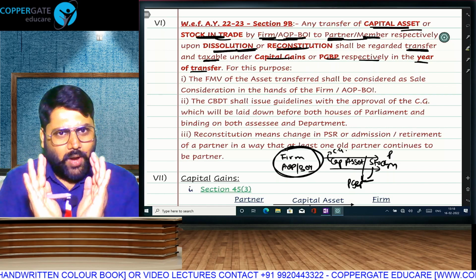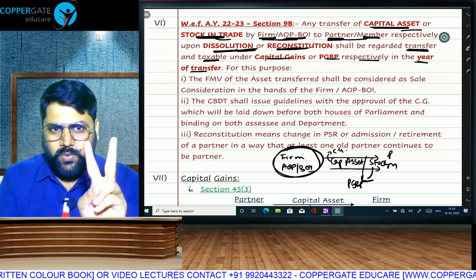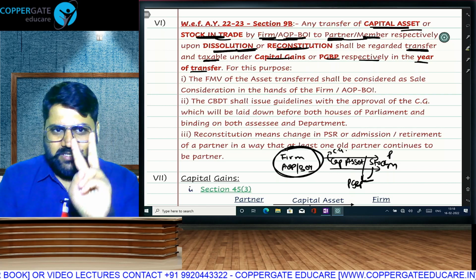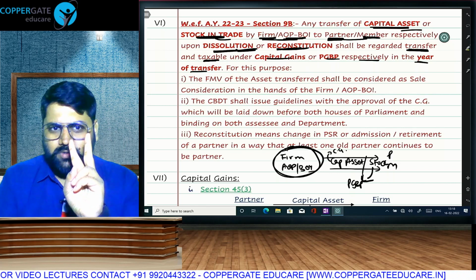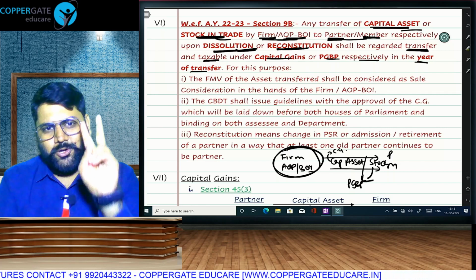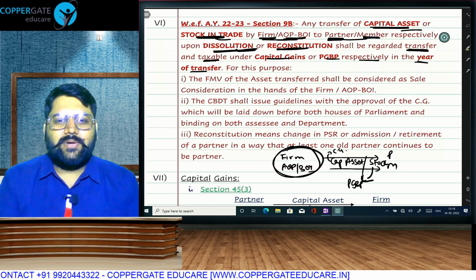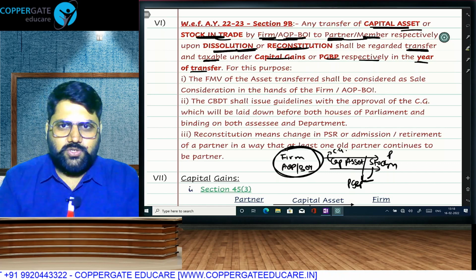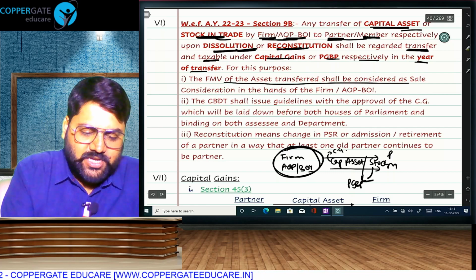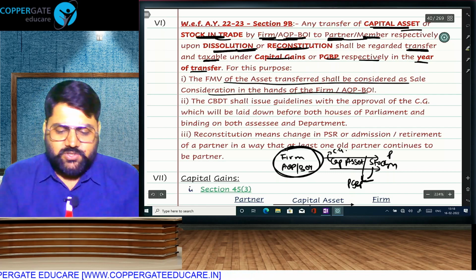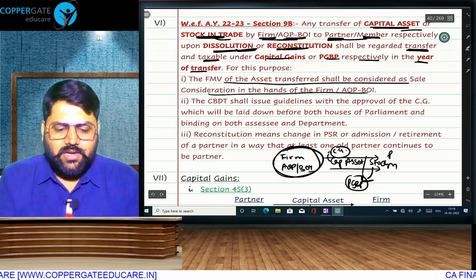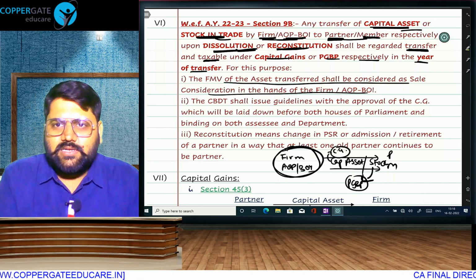At least for now, are we clear about 9B? Two assets, capital asset, stock in trade, two transferors, firm, AOP, two receivers, firm to partner, AOP to member, two occasions, dissolution or change in constitution, two heads of income, capital gain for capital asset and PGBP for stock in trade. And for this purpose, the FMV of the asset transferred shall be considered as the sale consideration. So whichever head of income, whether capital gain for capital asset or PGBP for stock in trade, the fair market value will be treated as selling price.